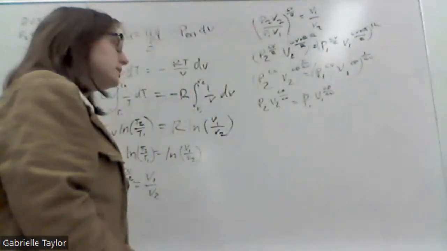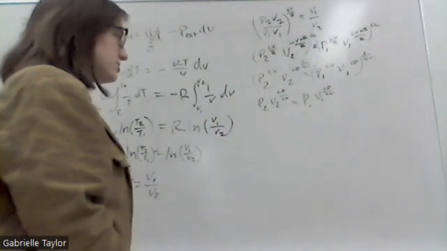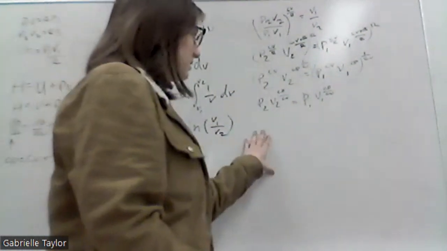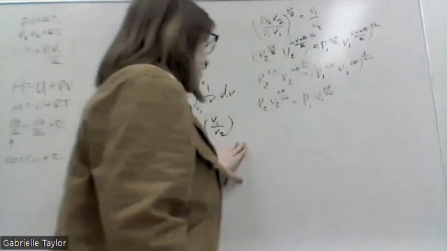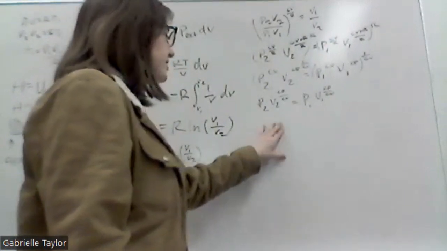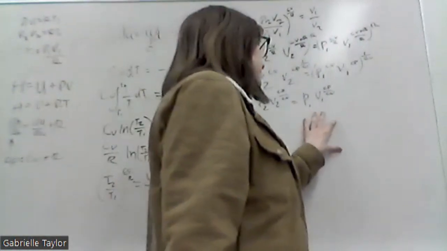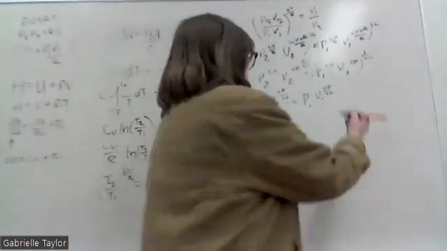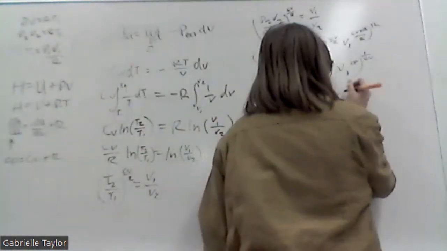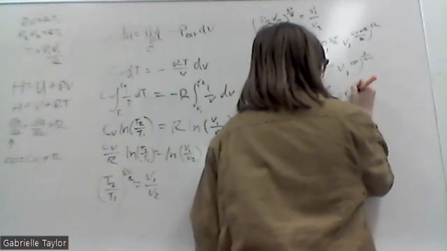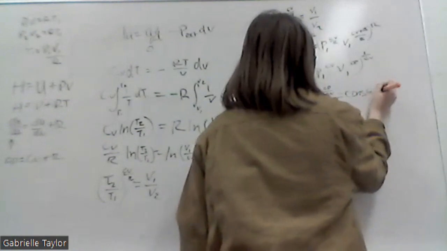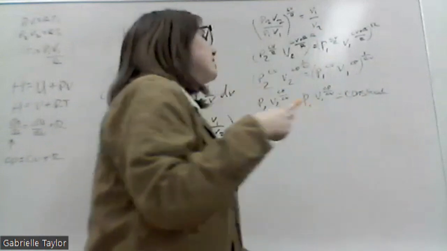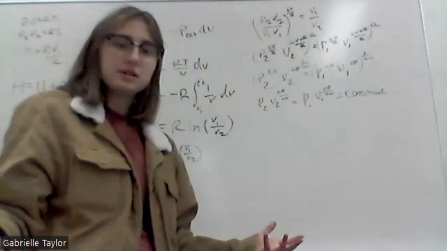Now let's look at this. Our pressure 2, these are equal to each other. Our pressure and our volume are changing accordingly, so these are going to equal a constant. So the relationship between our pressure and our volume is going to be constant.